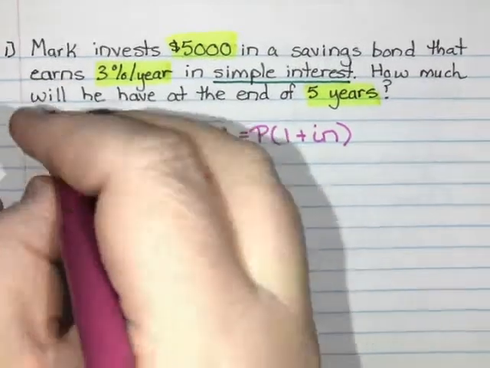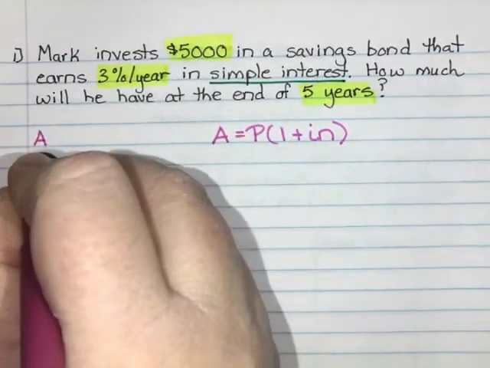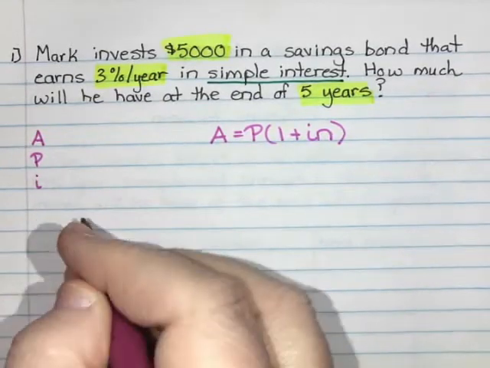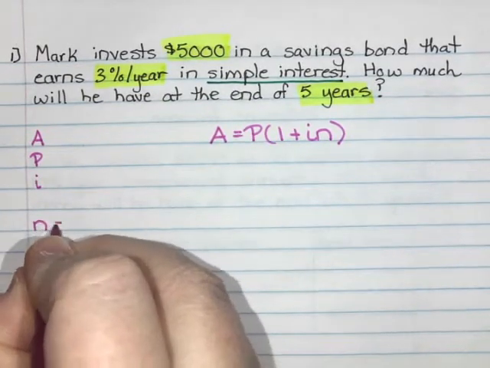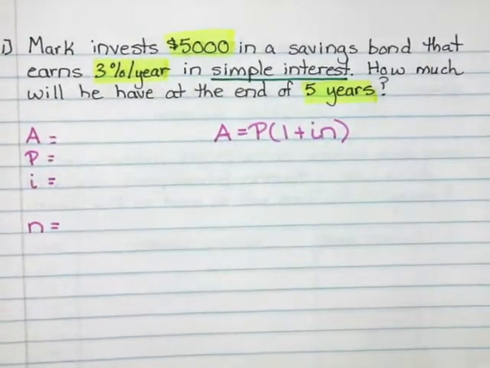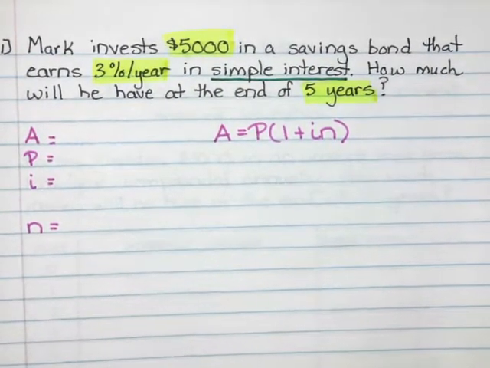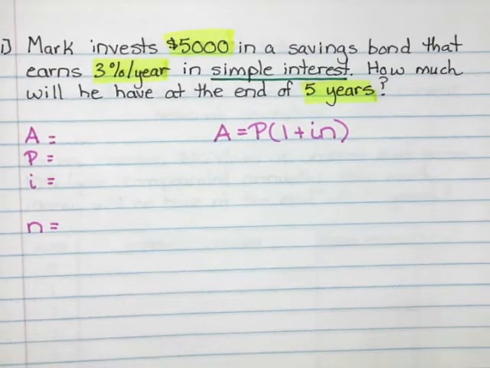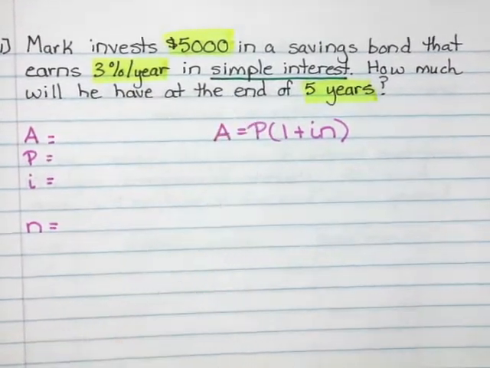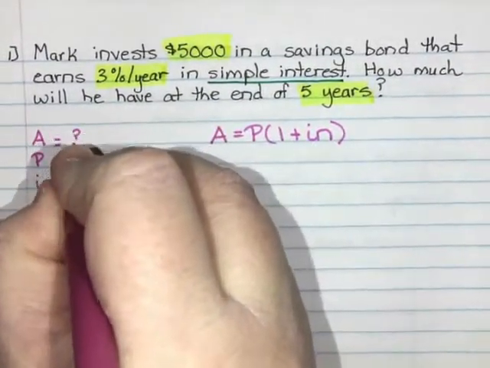So I am down the side going to list A, P, I. I'm going to leave an extra line after the I and then N. I left a little extra space because I have to do a calculation in order to divide my interest rate by 100. So final amount. Do I know how much money he has at the end? No, it says how much money will he have at the end. So I don't actually know what that is. So I'm going to put a question mark.